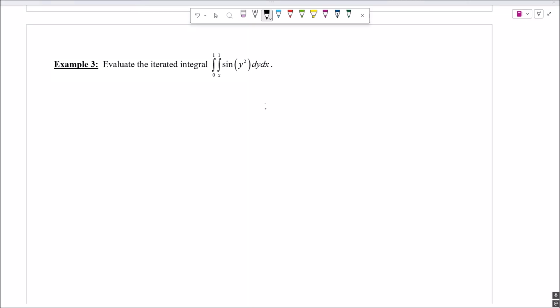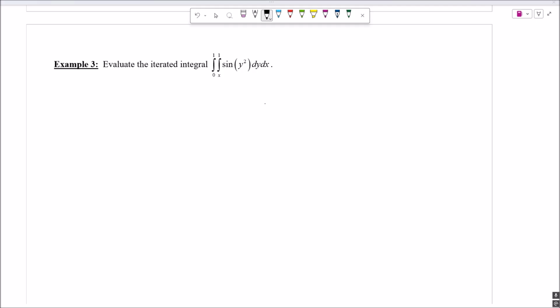In this video, let's take a look at example number 3. What's kind of interesting about this example is that it's very different than a lot of the ones we've seen before. In the previous examples, we were always told what region we were going to be integrating over, what function we were going to be integrating. But here, we're just given this iterated integral and asked to evaluate it.